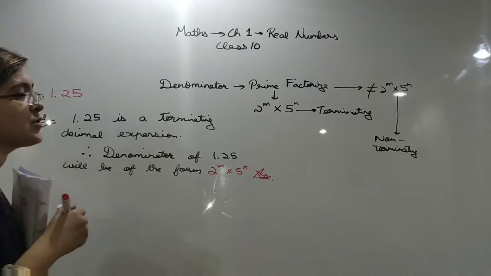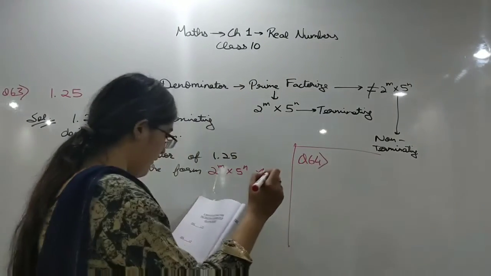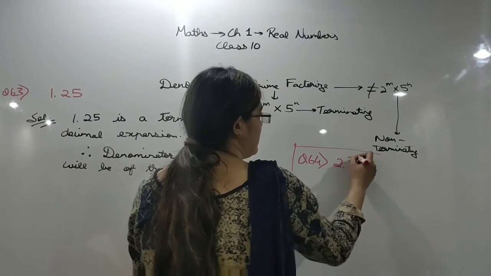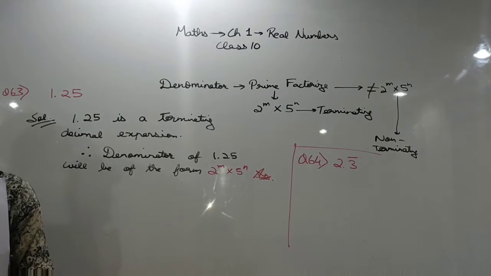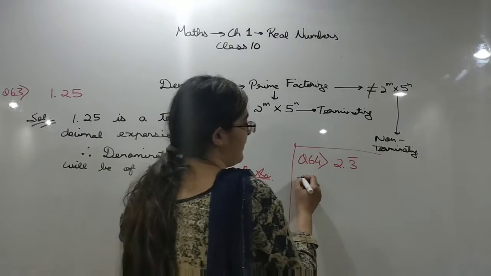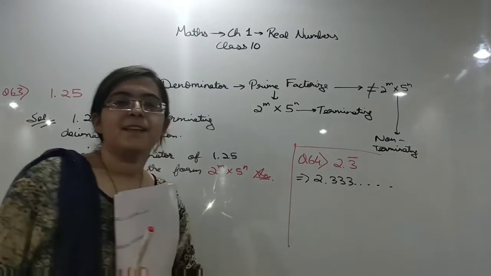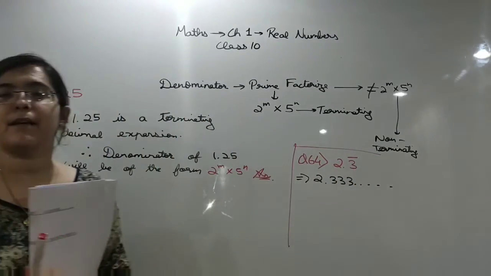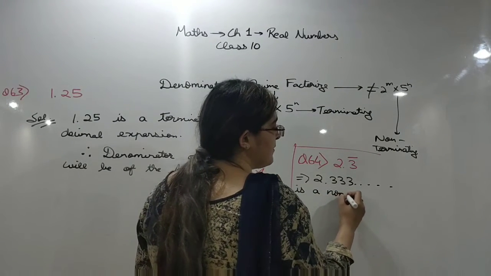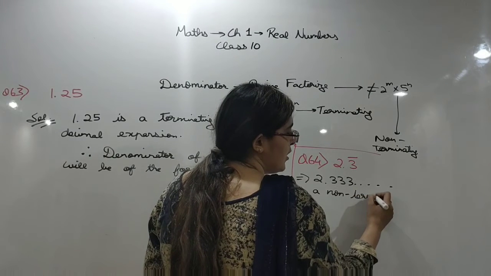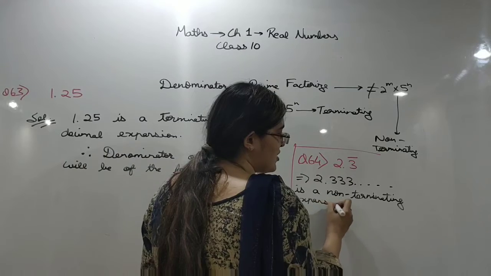Now let's see question number 64. What is your question 64, students? Your question 64 is 2.3 bar. What is this 2.3 bar? We can write 2.3 bar as 2.3333. The bar indicates that this number is repeating. So what we will write: 2.3 bar is a non-terminating decimal expansion. Students, we will write that it is a non-terminating decimal expansion.